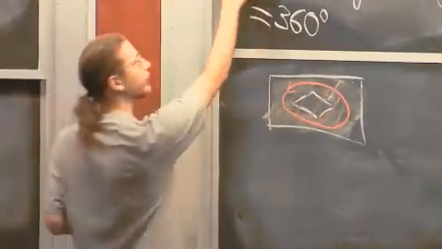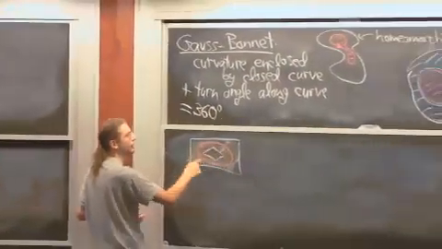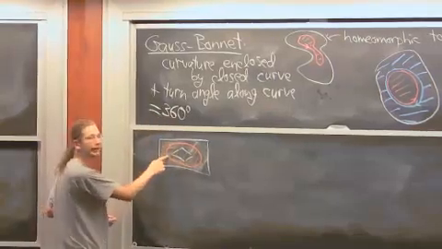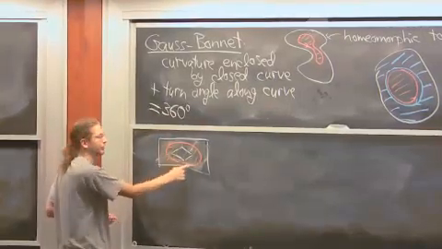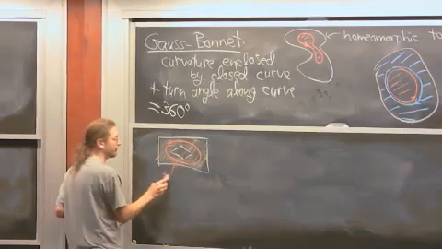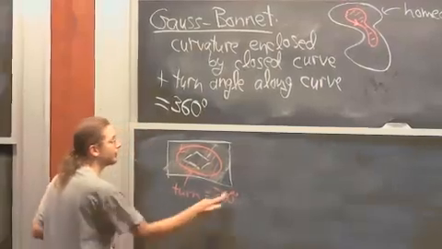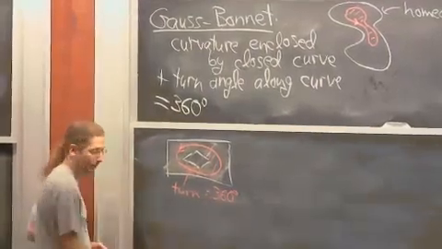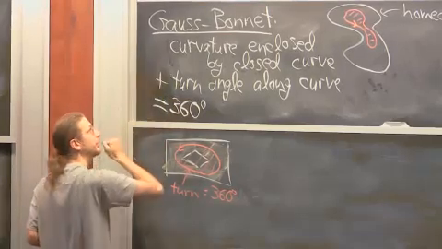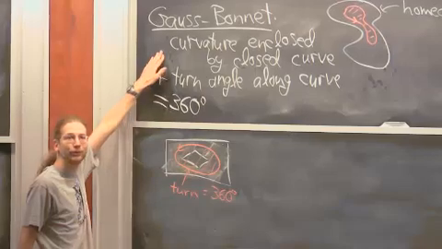Now, what we learned from Gauss-Bonnet is that the curvature enclosed by this thing plus the total turn angle of the curve equals 360. The total turn angle of the curve is 360. Right? It's a planar walk here. So the total turn here is 360 degrees. Now, if we have a convex polyhedron, then this curvature has to be non-negative. In any case here, this curvature better equal 0.